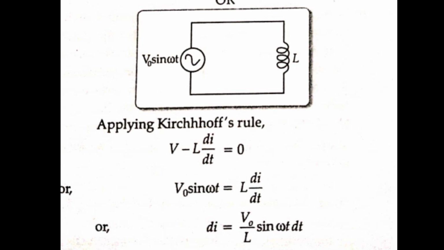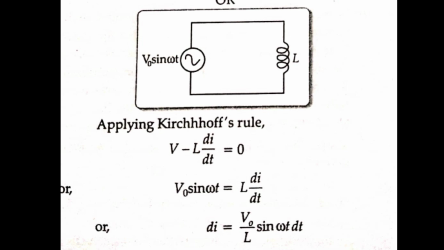Here we can consider a circuit containing an inductor, that is L, which is connected to an AC voltage, that is V0 sin omega t. And now here we can apply Kirchhoff's rule. So that equation we can write: V minus L into di by dt will be equal to 0. And instead of V, we can write V0 sin omega t. That will be equal to L into di by dt.